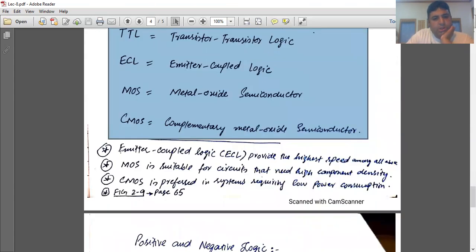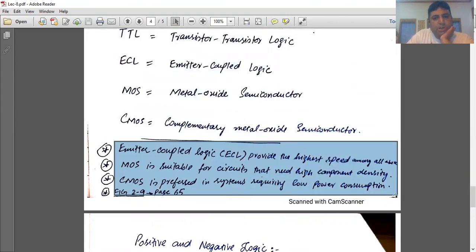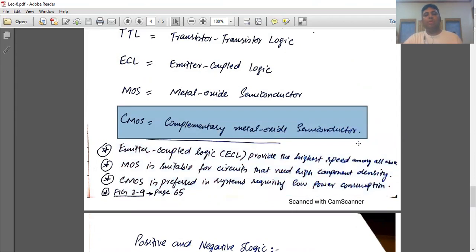There are three things written here about the above families. Emitter coupled logic, ECL, provides the highest speed among all of the above. MOS, metal oxide semiconductor, is suitable for circuits that need high component density. When you need high component density, it means you want very small size components with a very large number of gates, so you will use metal oxide semiconductor. And CMOS is preferred in systems requiring low power consumption. The power consumption of CMOS is very low, so if you require very low power consumption, then you will use CMOS.